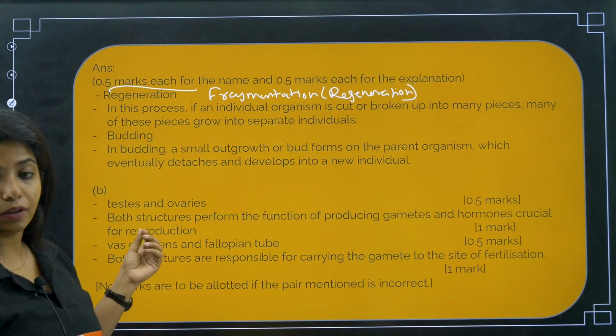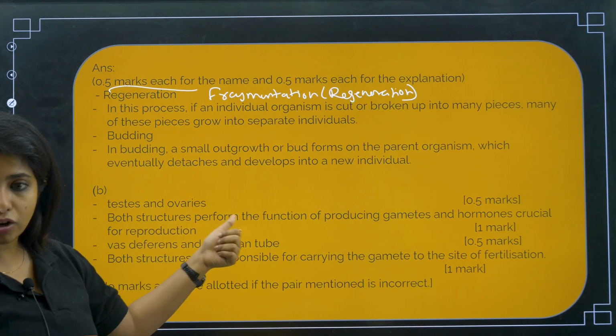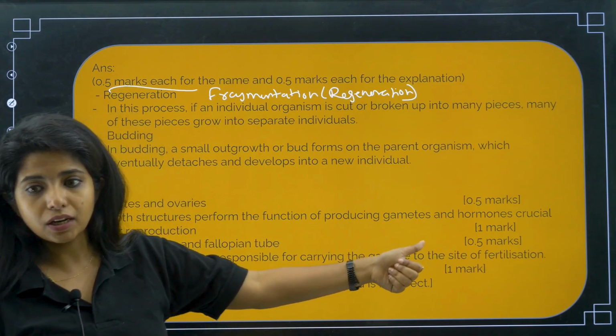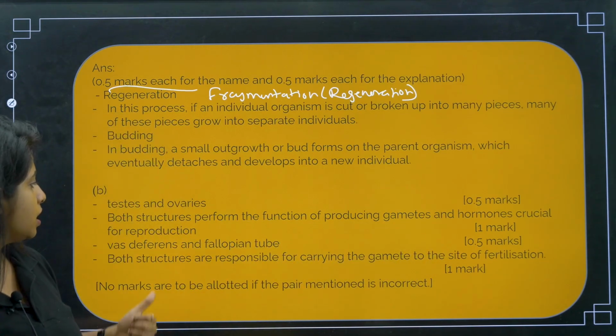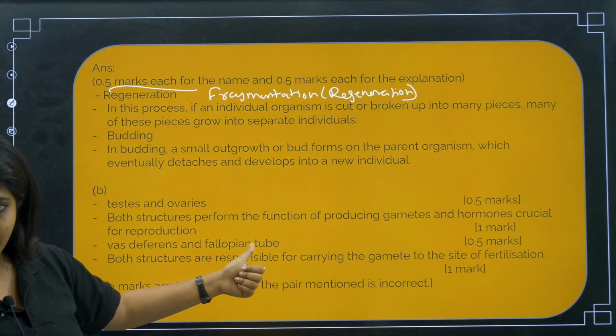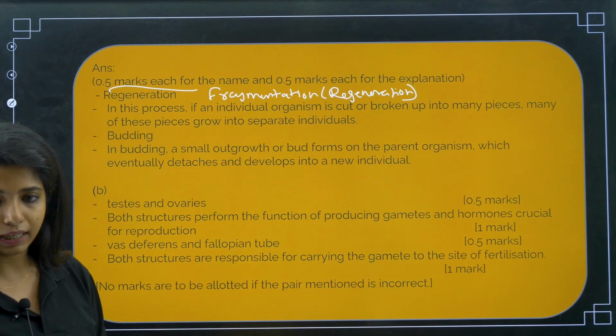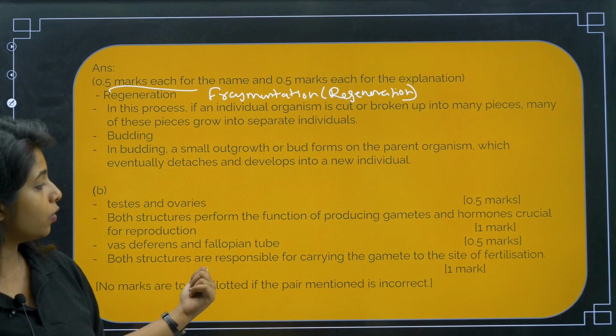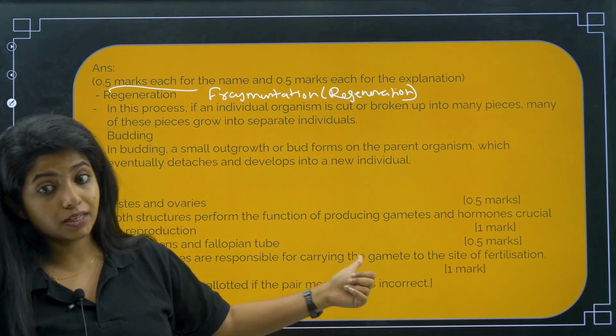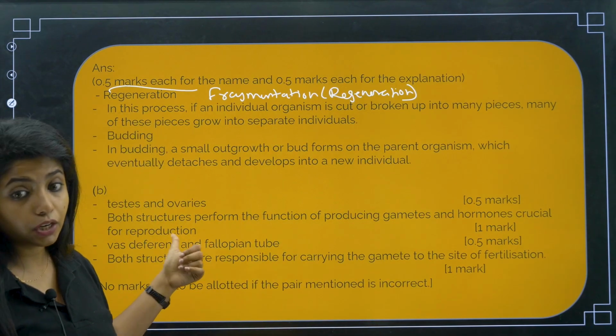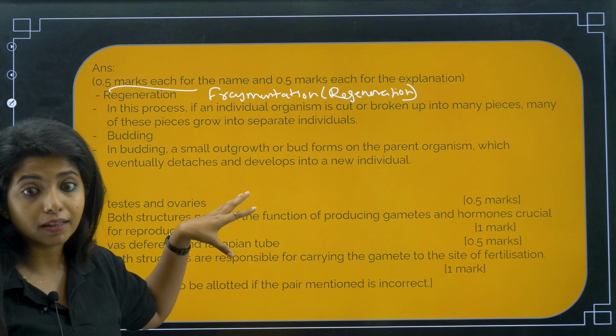Now, the organs which have similar functions: testes and ovaries, both structures perform the function of producing gametes and hormones crucial for reproduction. Vas deferens and fallopian tube is the next pair. Both structures are responsible for carrying the gametes to the site of fertilization. No marks are to be allotted if the pair mentioned is incorrect. If the pair is incorrect, you are not going to get marks. This is also given in the marking scheme.